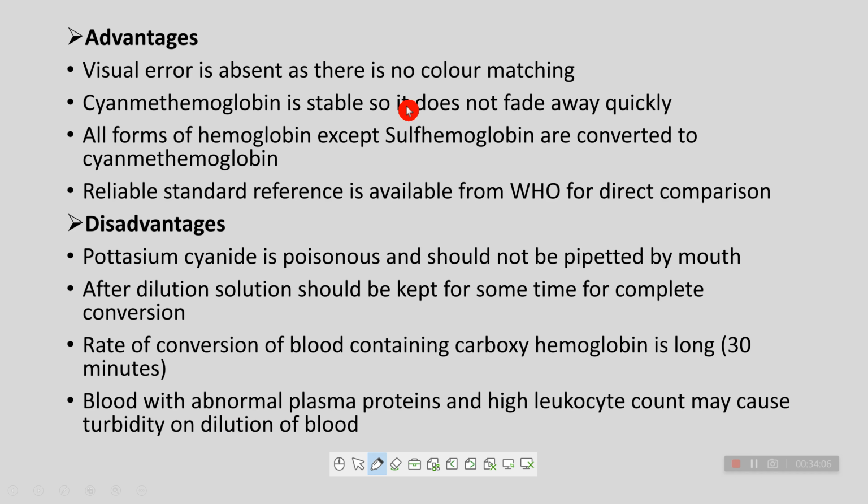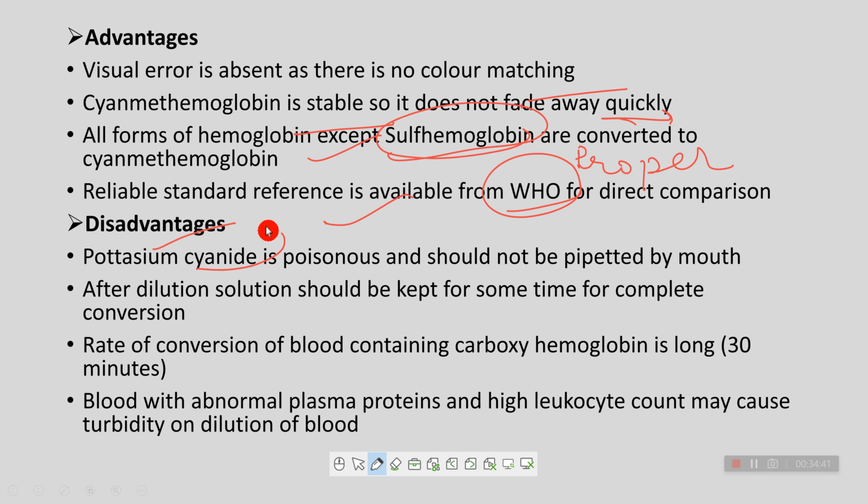Let's have a look at the advantages and disadvantages. There is no visual error, so it is a more reliable method. Cyanmethemoglobin is stable, so it does not fade away quickly. All forms of hemoglobin except sulfhemoglobin are converted, so it gives an accurate determination of hemoglobin. This is a reliable standard reference recommended by WHO, so it is used most commonly in the lab.